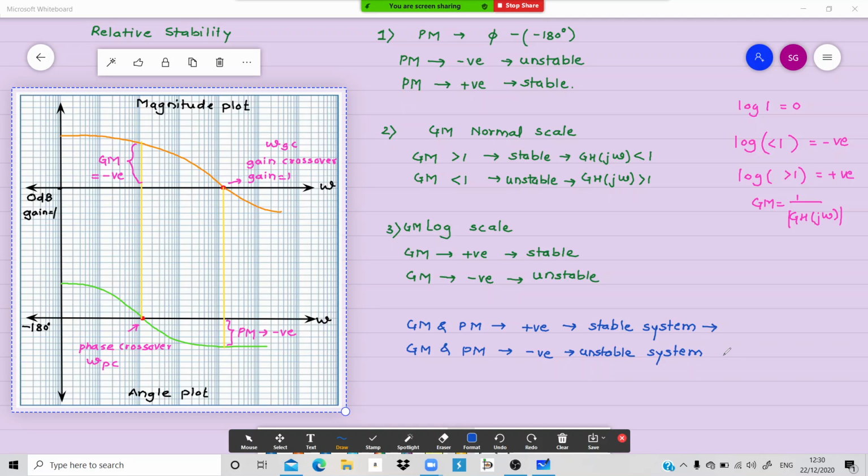See, which is the case over here, right? What happened? Because omega PC came first and then omega GC. That means omega PC is less than omega GC. That means your system is unstable. On the same line, when omega PC will be greater than omega GC, then the system will be stable.